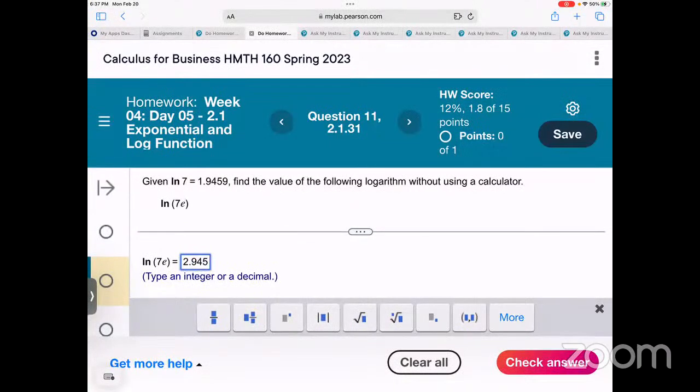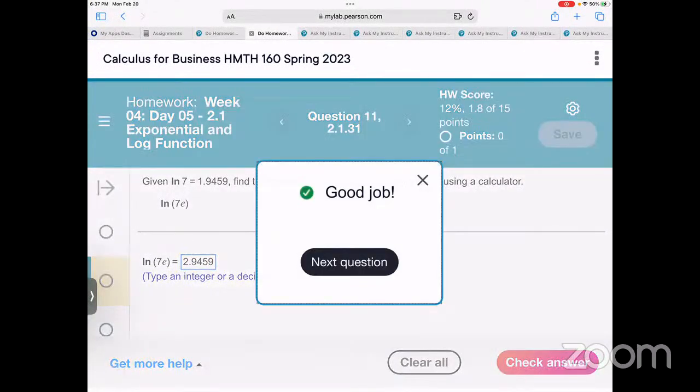Okay. So again, the product rule for logs: the log of a product is the same as the sum of the logs. So that product can break apart into the log of 7 plus the log of e. Log of 7 is given. Log of e is 1. 1 plus what's given is the result that we got.